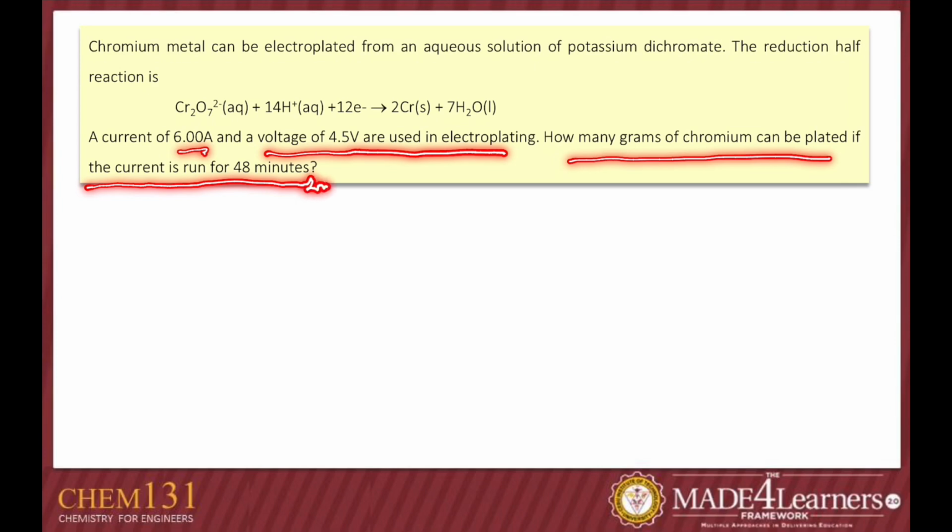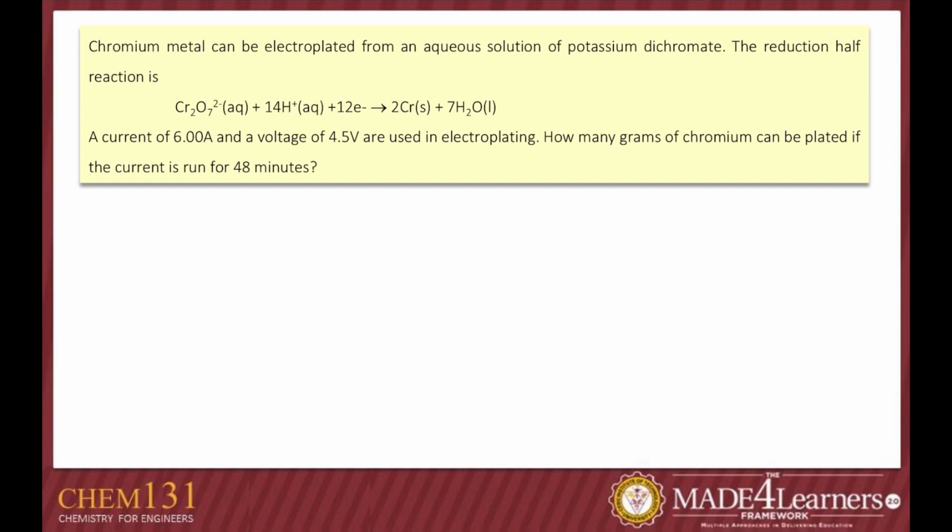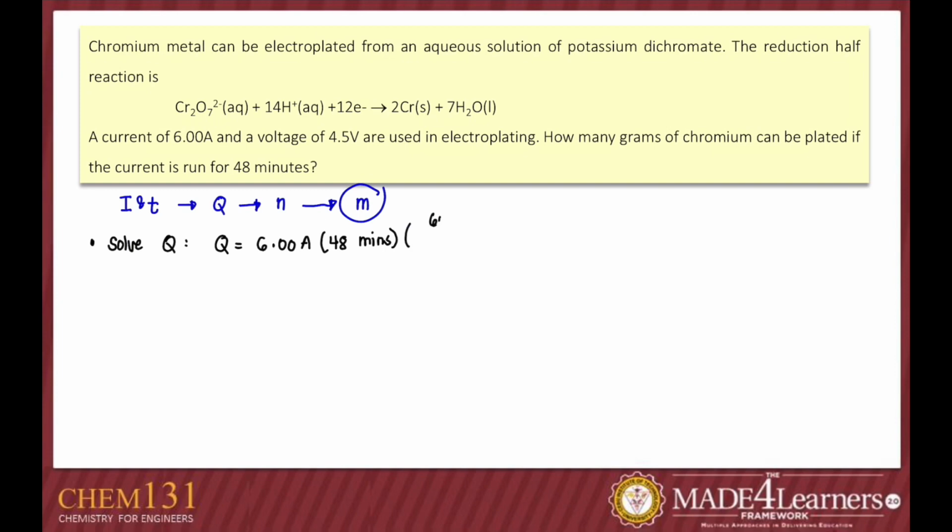So what we are looking for here is basically the same thing as what we did in the previous problem. From I and time, we solve for Q, and then from Q we solve for the number of moles of electrons, and then from that we solve for the mass, and then we already have the answer. So instead of doing it step by step, you can just write it directly. We can solve for Q. So Q equals the current times the time. So current is 6 amperes and the time is 48 minutes. And then we have to convert, so 60 seconds for every 1 minute. So we see here that Q is equal to 17,280 coulombs.